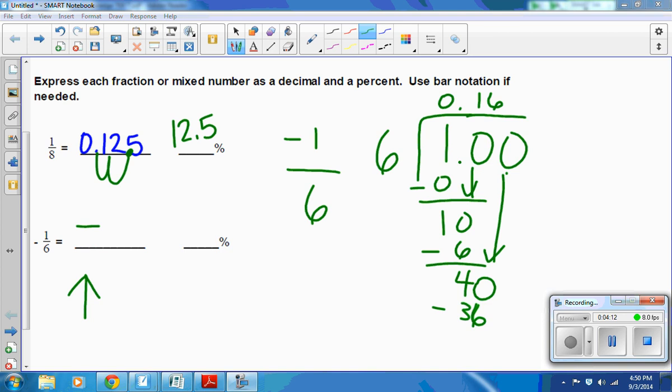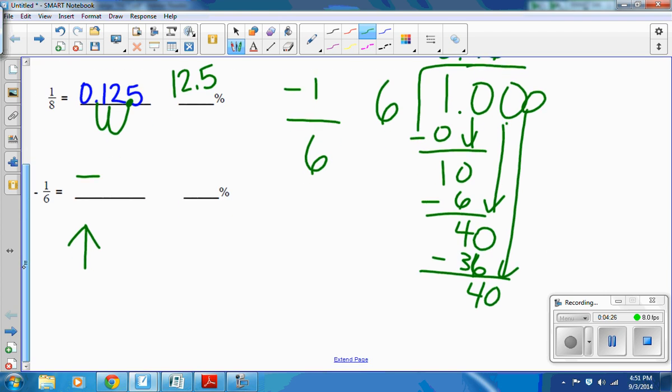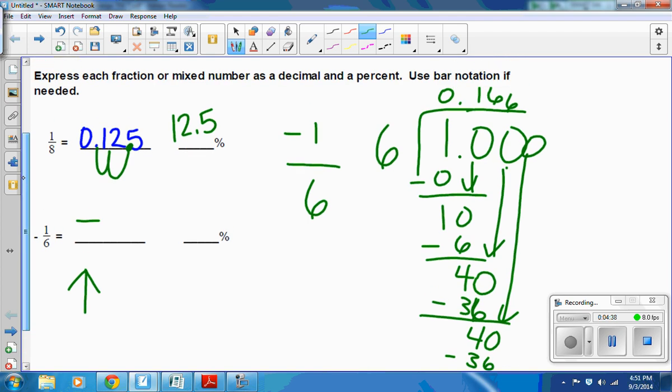I started doing the division on this one, and I want you to note the pattern here. Here's where I am. 6 times 6 is 36. 40, here we go. 40 again. I'm going to put another 6 up here. All right, and I can keep going. Oops, I can keep going like this forever. That is what the bar notation is.